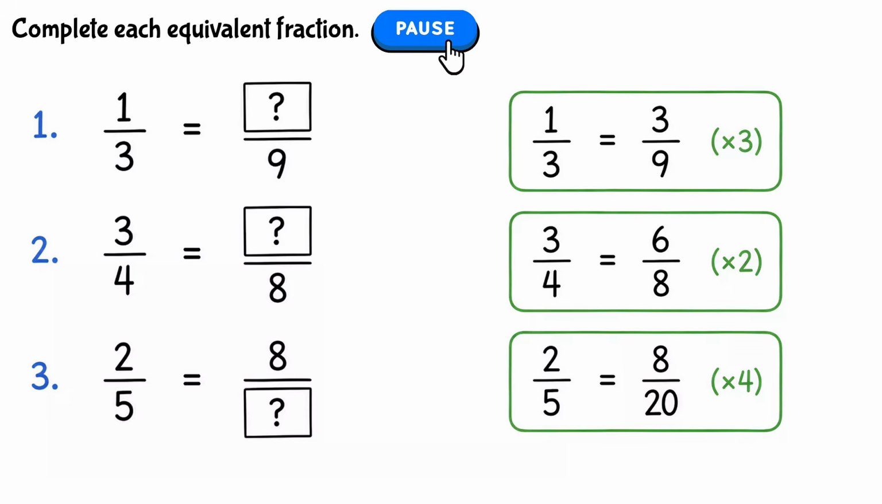For number 2, 4 times 2 equals 8. So 3 times 2 equals 6. For number 3, 2 times 4 equals 8. That means we also multiply 5 by 4, giving us 20. How did you do?